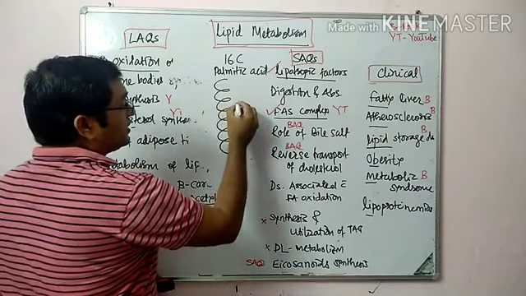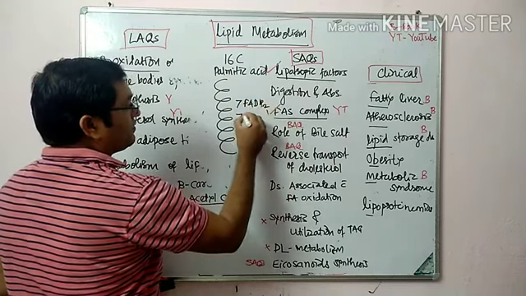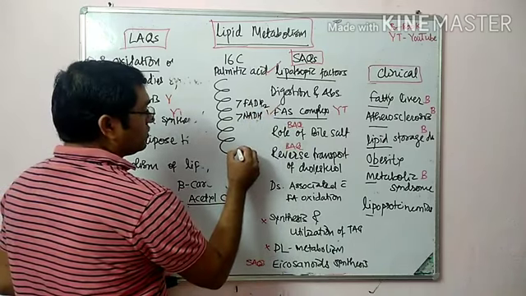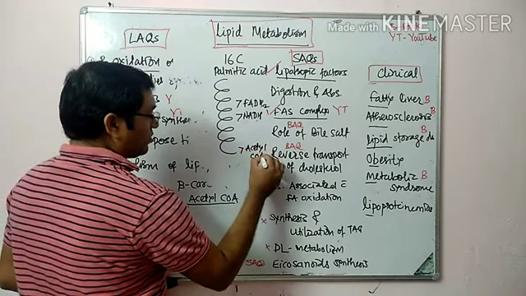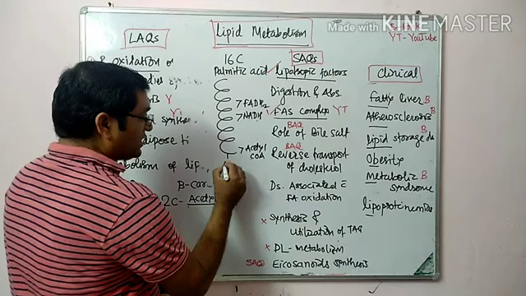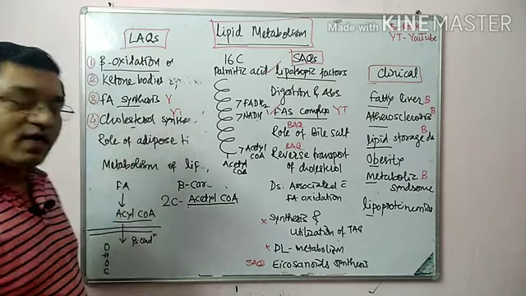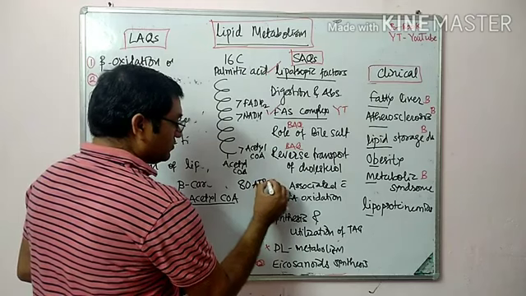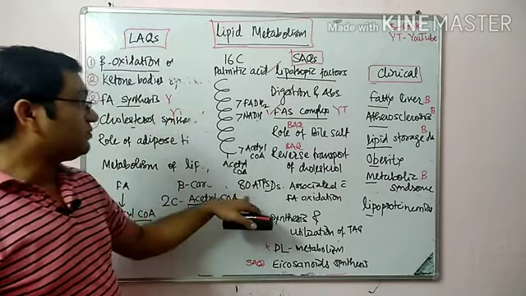In these 7 cycles, there is generation of 7 FADH2, 7 NADH and 7 acetyl coenzyme A, by sequential removal of 2 carbon fragment. And the last remaining one is the acetyl coenzyme A. So there are 8 acetyl coenzyme A which undergo TCA cycle and give 80 ATPs. Okay, energetics: 8 acetyl coenzyme A gives 80 ATPs.